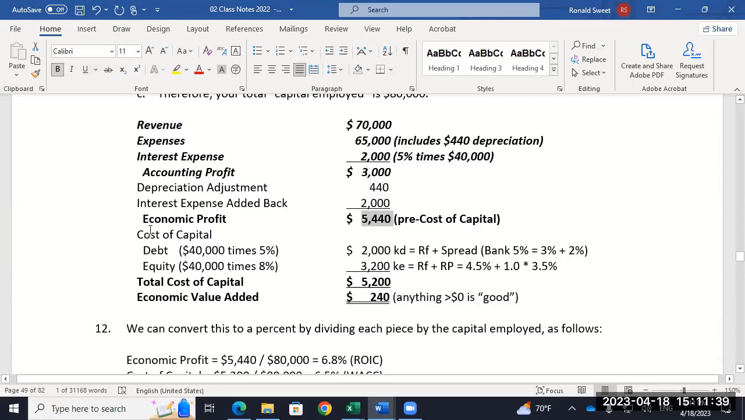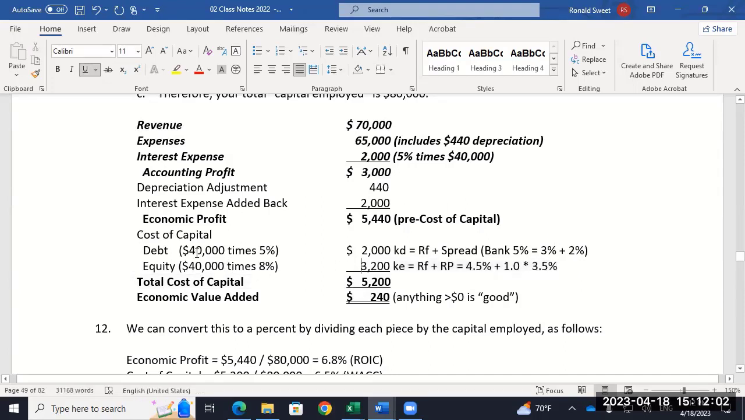We want to compare that to our cost of capital. Our cost of capital is the $2,000 of interest expense. Our equity, we invested $40,000 of our money. We need to make 8%. So we need to make $3,200. We could use CAPM to come up with that if we wanted to. You could have done that.